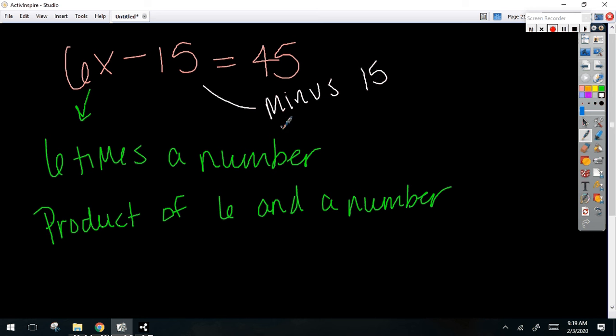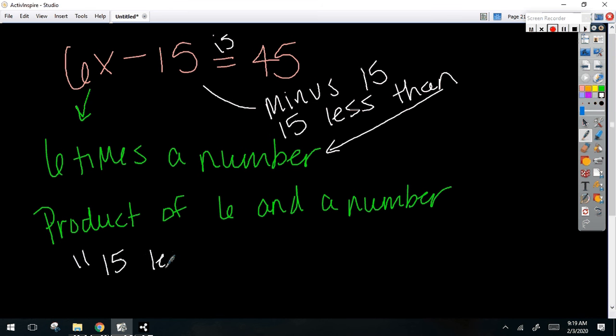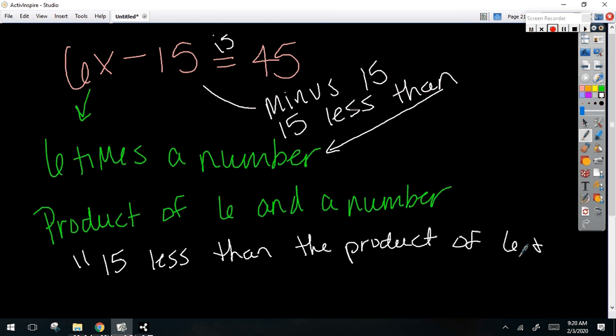15 less than. Less than what? Less than the product of 6 and a number. Exactly. What do we use for equal? Is. So there's multiple ways we could do this, right? We could say 15 less than the product of 6 and a number. Would that work?